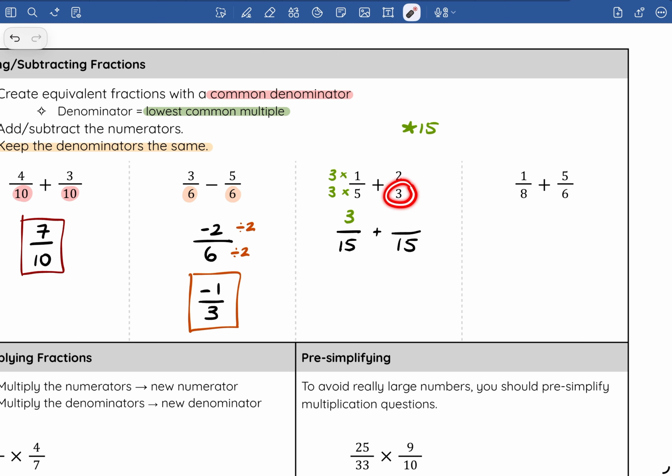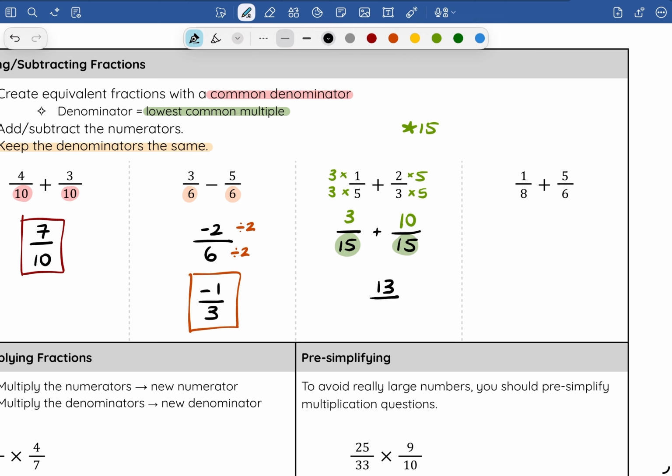Same thing, we ask ourselves, how did we turn a 3 into 15? And we multiplied by 5, which means that we're going to have 10 on top. And now that the denominators match, we can just do the easy part: we look at the tops and we say 3 plus 10 is 13. Keep the denominator the same. And there's no simplifying necessary in a question like that.